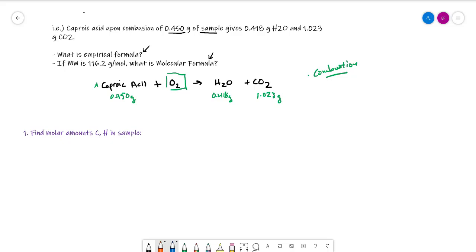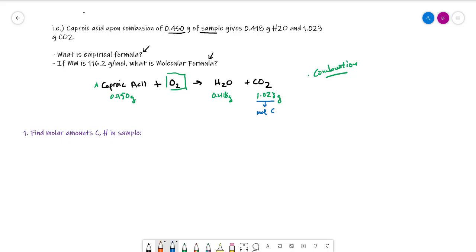Well, we can look at CO2 first. We know the mass of CO2 that's produced. Could we figure out the moles of CO2 or moles of carbon that are produced? The answer is yes, because we know that for every 1 mole of CO2, that yields 1 mole of carbon. But this is where the real leap of faith comes in.